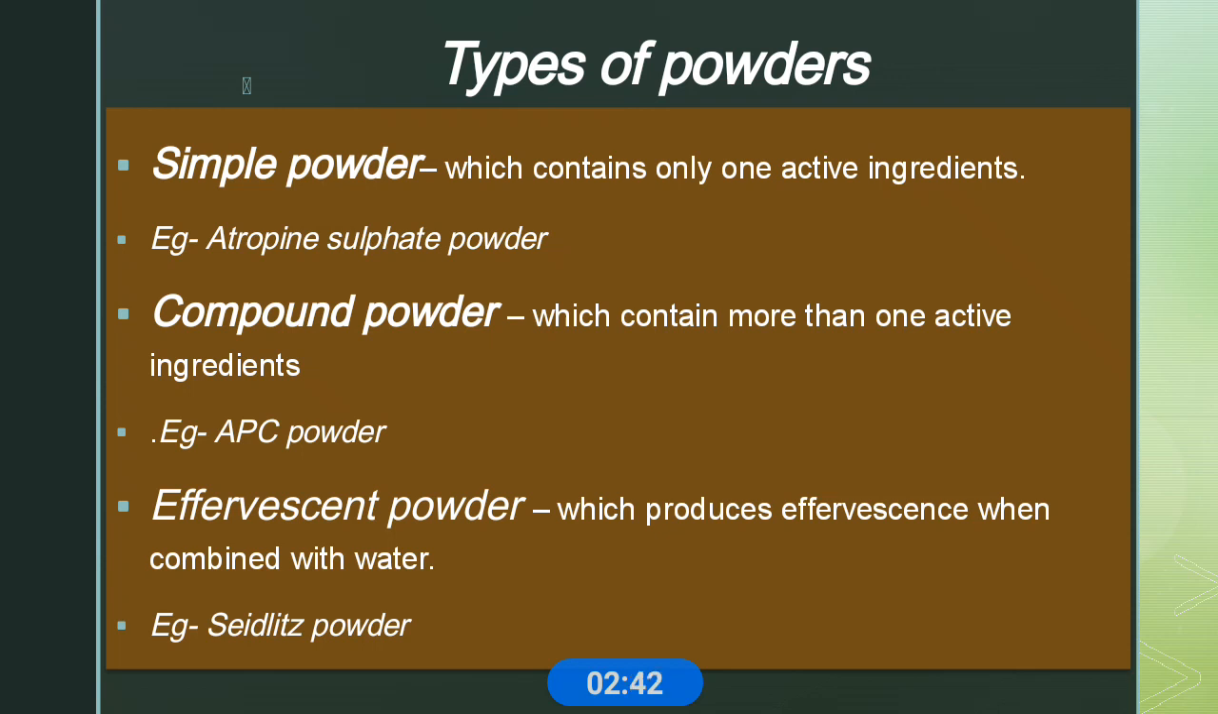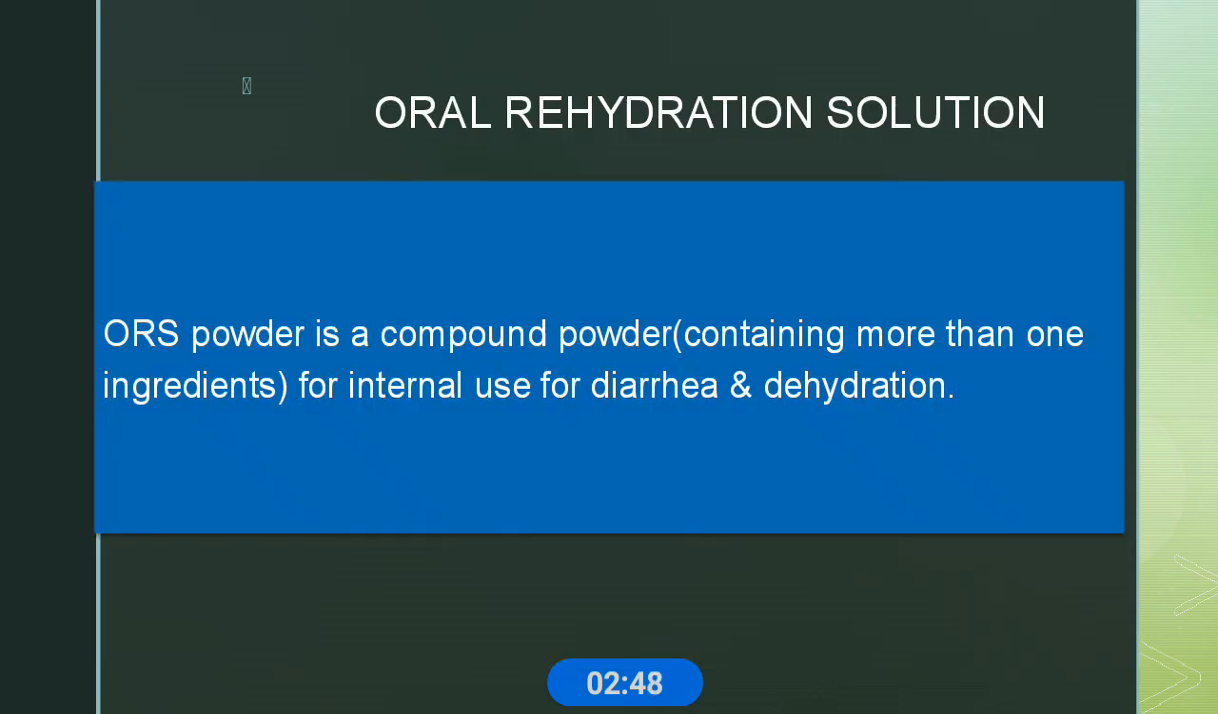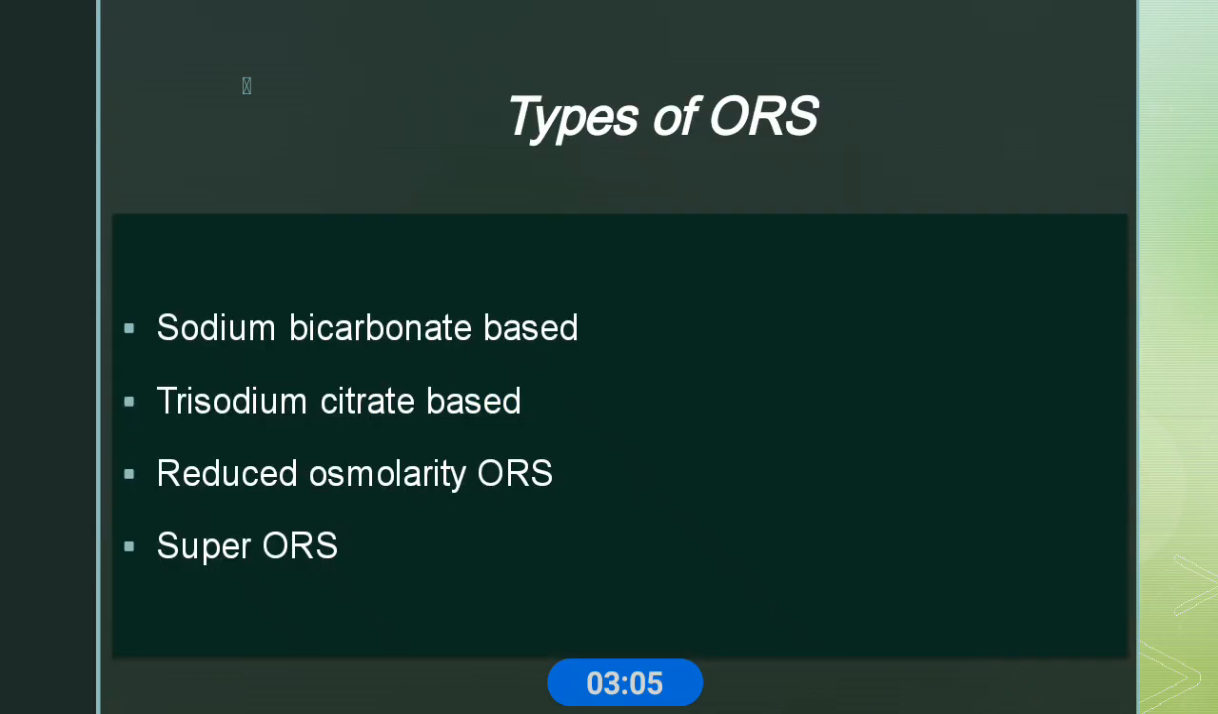Here we are discussing ORS powder, which is a finely powdered category. ORS powder comes under compound powder, that is, it contains more than one active ingredient. These are mainly used internally for diarrhea and dehydration. These are the main types of ORS powder based on their ingredients.